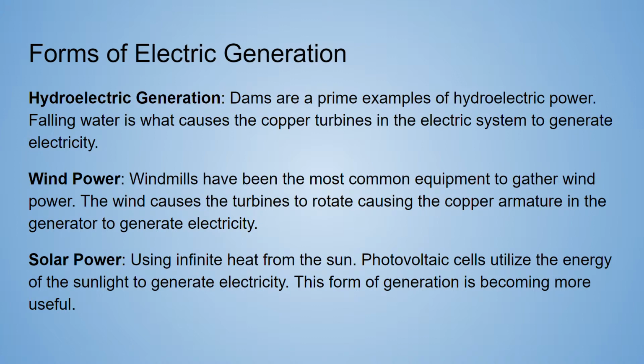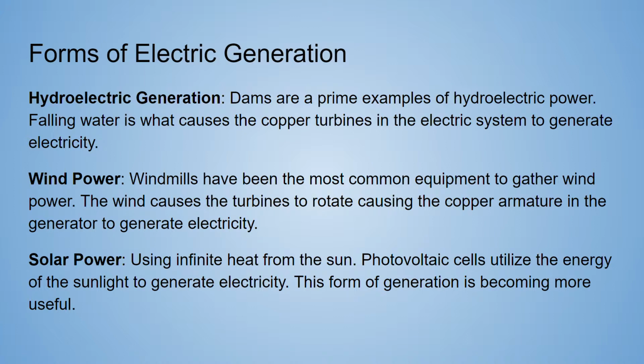Forms of electric generation. We talked about wind power, which is windmills, we also have hydroelectric generation, and we also have solar power. Hydroelectric generation, a prime example is dams. It's falling water that causes the turbines in the electric system to generate electricity. Wind power is windmills, which have been the most common equipment to gather wind power. The wind causes the turbines to rotate, causing the copper armature in the generator to generate electricity.